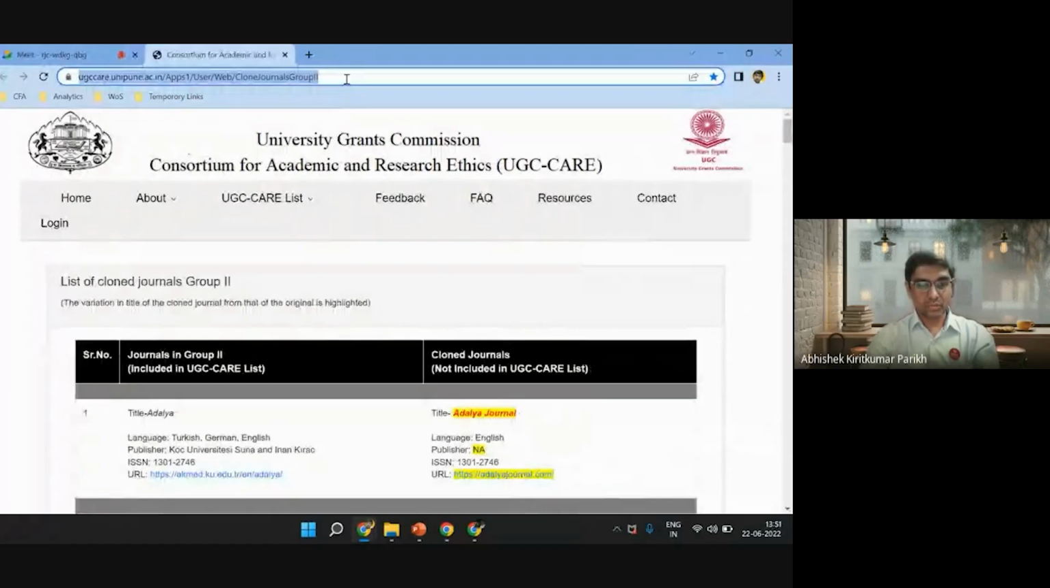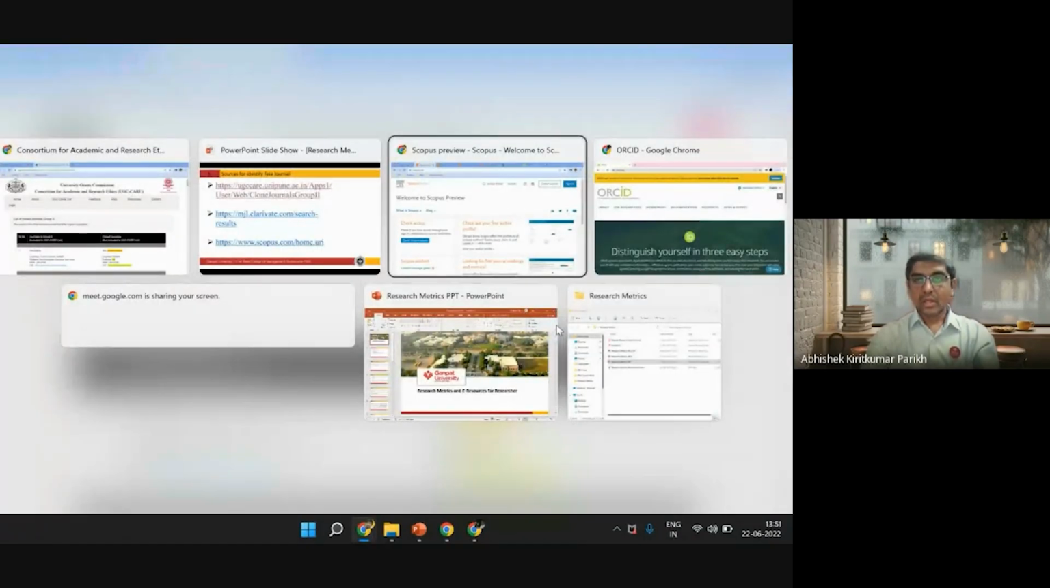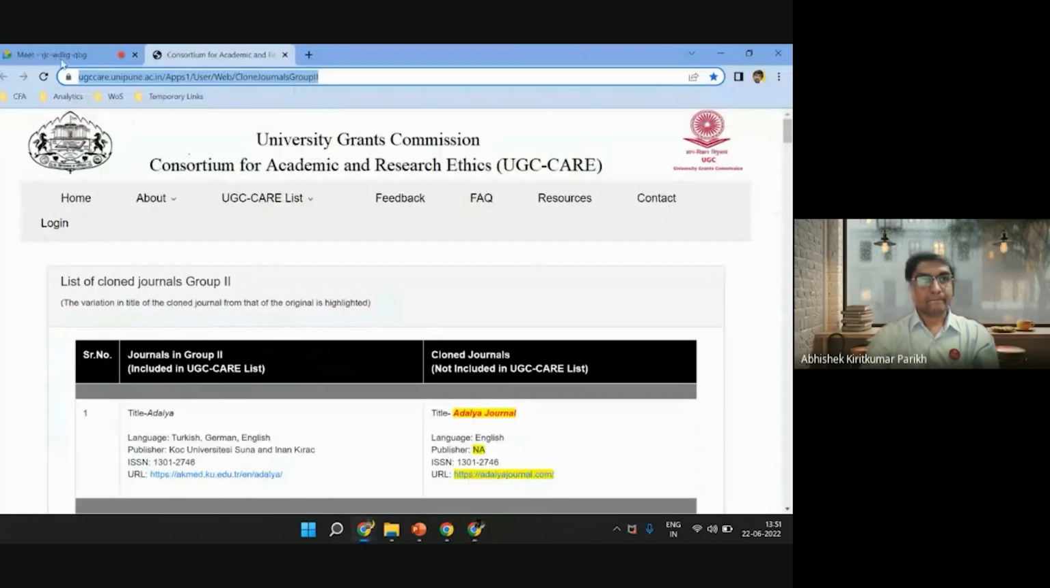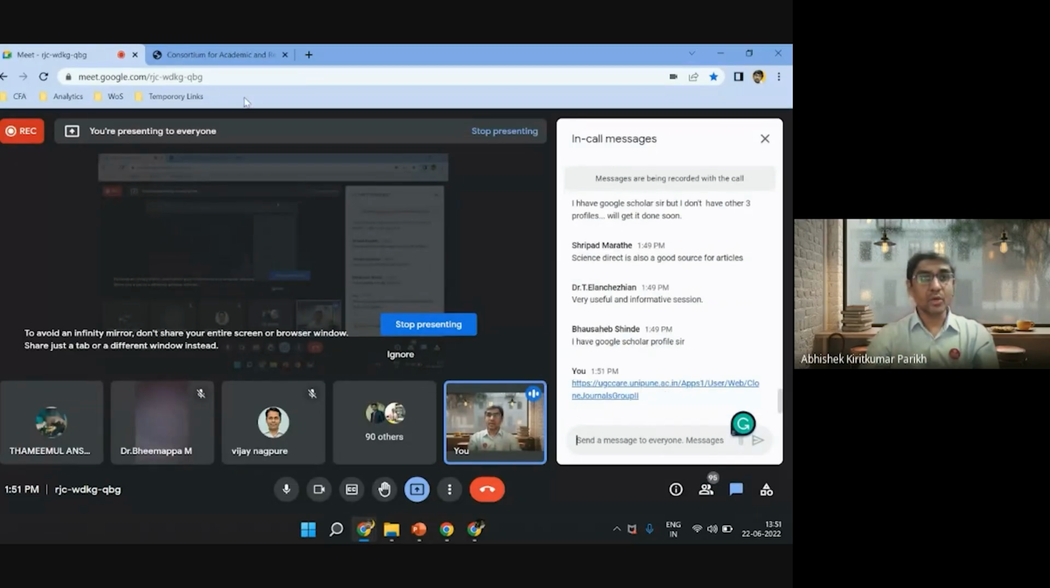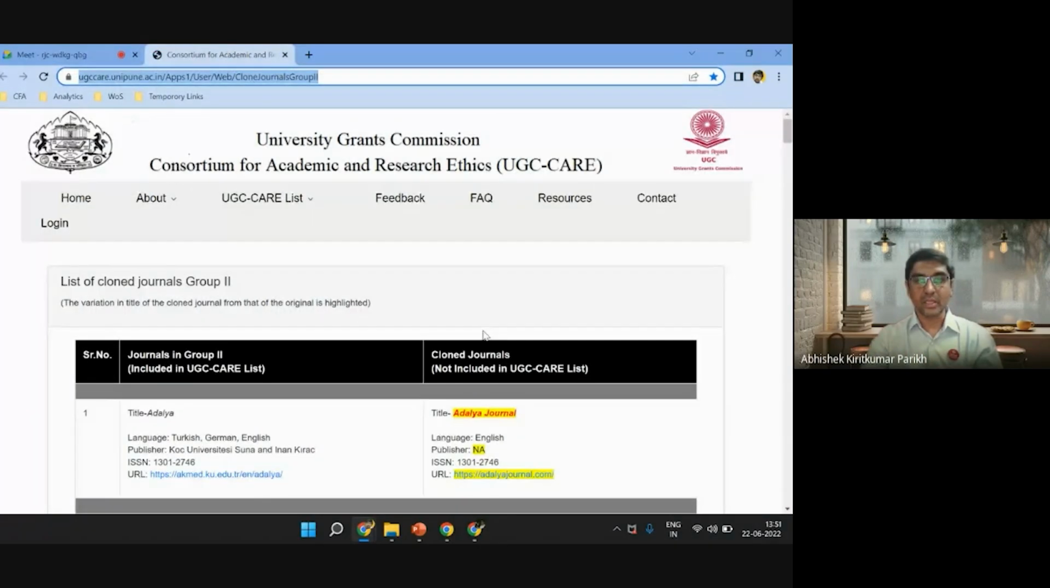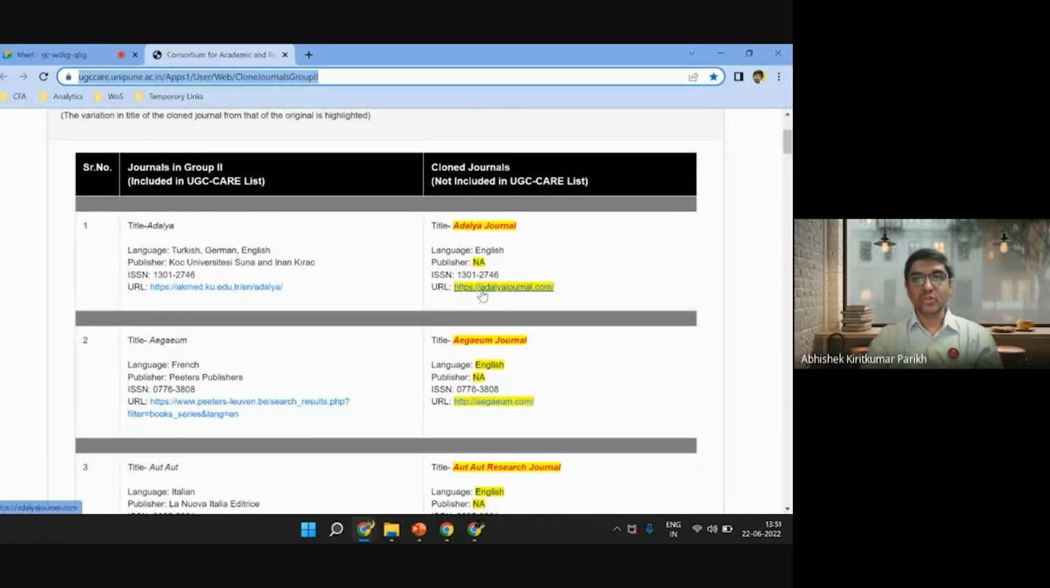The last point, not a list. I'm sharing this also with you, which is very important for all of you. If you are doing your PhD, and if you have a requirement of publishing a minimum of two research papers from the UGC CARE list, of course Scopus is automatically UGC listed, but when you don't have a Scopus publication and you are opting for a UGC listed journal, make sure that this should not be a clone journal.